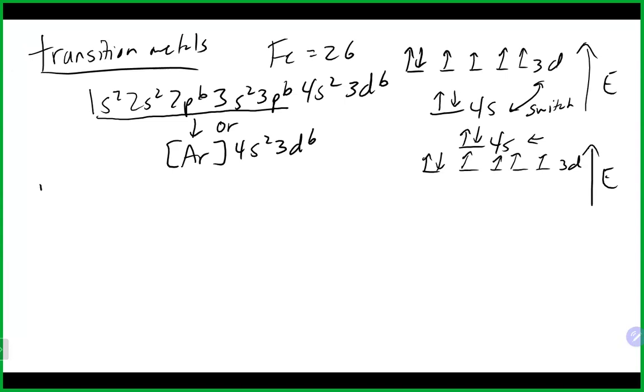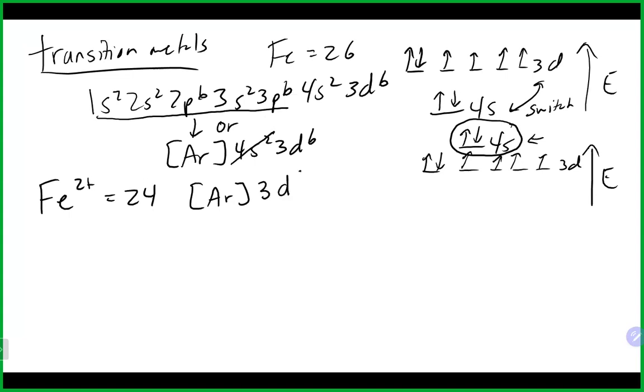So if we took iron with a +2 charge, instead of 26 electrons, it would have 24 as it lost 2. What would happen in this case is it's actually going to be these two right here that are lost first. And that means that when we write the electron configuration for iron with a +2 charge, it will be argon, and we're going to get rid of these first, and that will leave us 3d6. So argon 3d6 would be the proper electron configuration for iron with a +2.